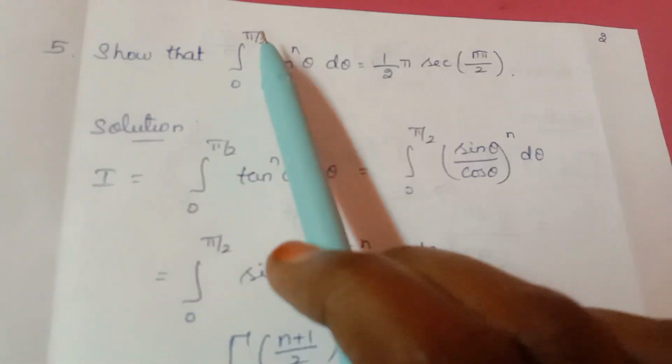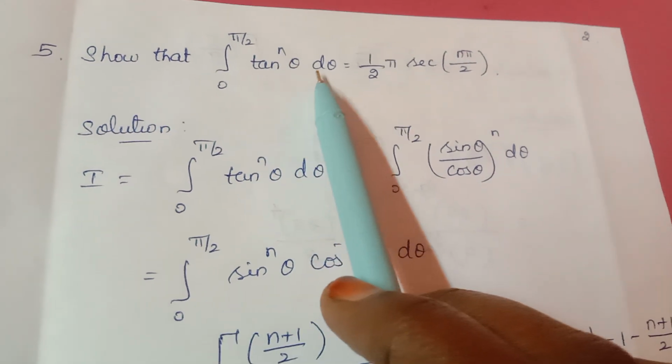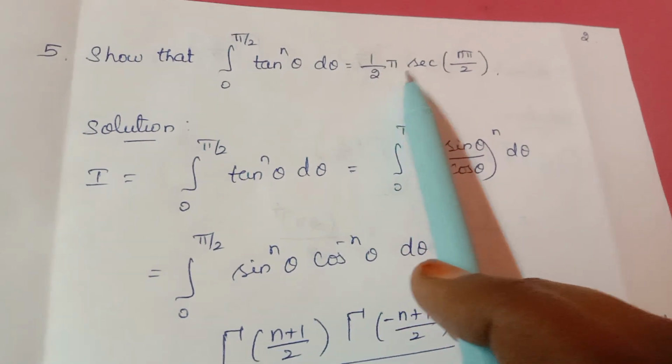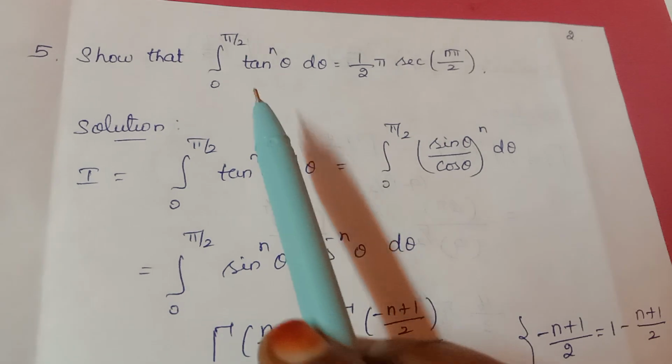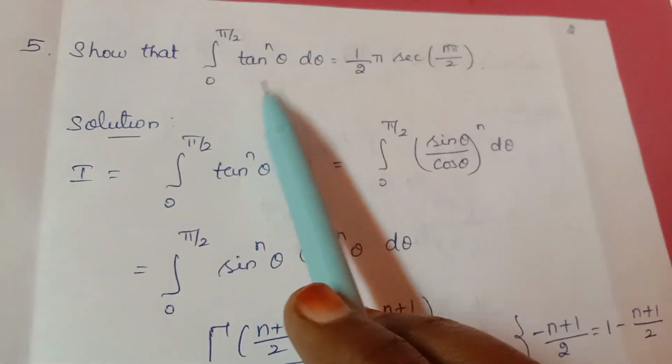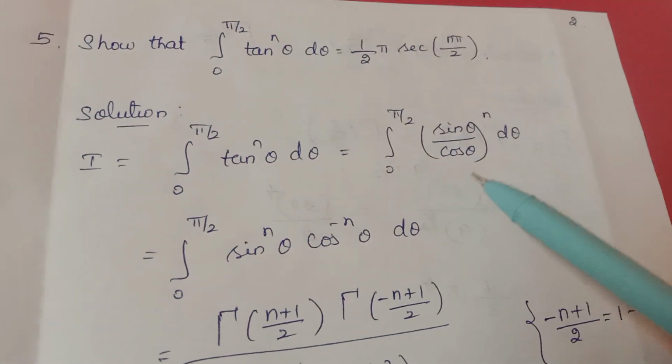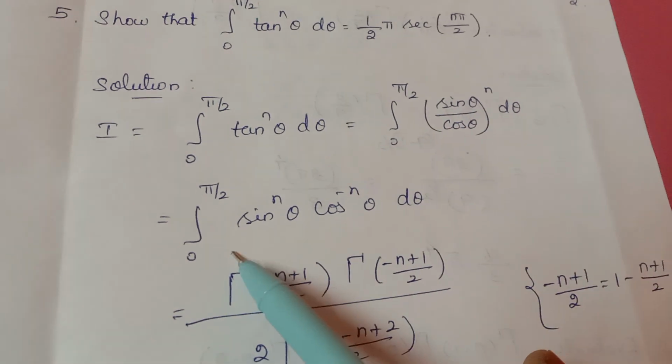Show that integral 0 to pi by 2 tan theta power n d theta is equal to 1 by 2 pi into secant n pi by 2. Now tan power n. Tan theta is equal to what? Sin theta by cos theta. So this is sin theta power n into cos theta power minus n d theta.